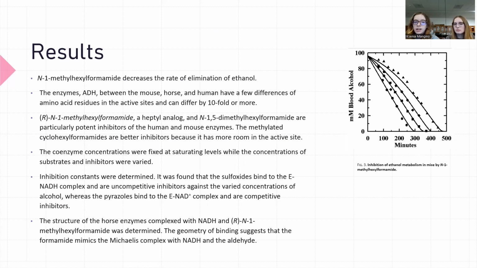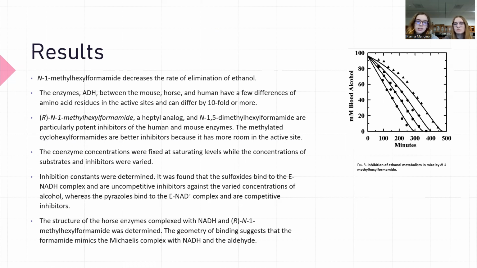RN1-methylhexylformamide, a heptyl analog, and N15-dimethylhexylformamide are particularly potent inhibitors of the human and mouse enzymes. The methylated cyclohexylformamides are better inhibitors because it has more room in the active site. The coenzyme concentrations were fixed at saturating levels, while the concentrations of substrates and inhibitors were varied.